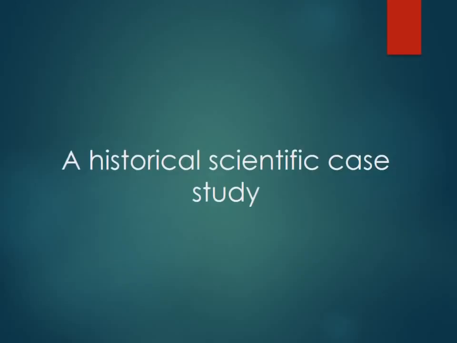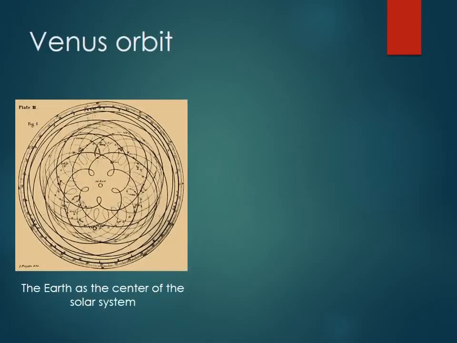So let's talk about the historical scientific case study. In this case, we study the Venus orbit. People already know how orbits work, but in the old days, when we didn't have many instruments, we looked at the sky and saw the stars moving, and we had Earth as a point of observation. So it's quite straightforward to assume that Earth is the center of everything in space. In this case, we assume the Earth is the center of the solar system. It was a really commonly accepted idea during that time.